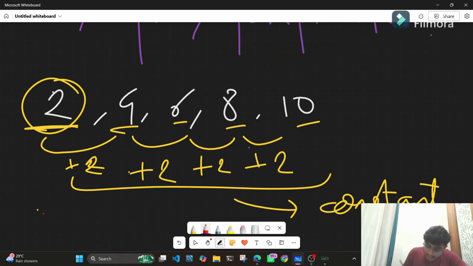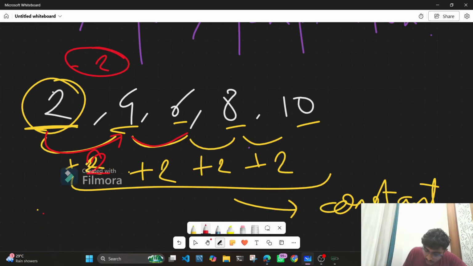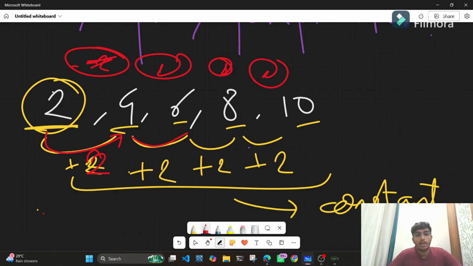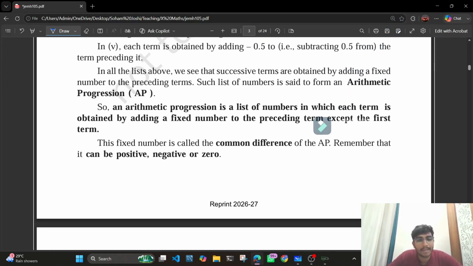But as soon as we add a common number to the first term, we get the second term. Then when we add the same common number to the second term, we get the third term. So you can see that the difference between these two numbers is 2 only. 2, 2, 2, right? So these types of lists are called arithmetic progressions.